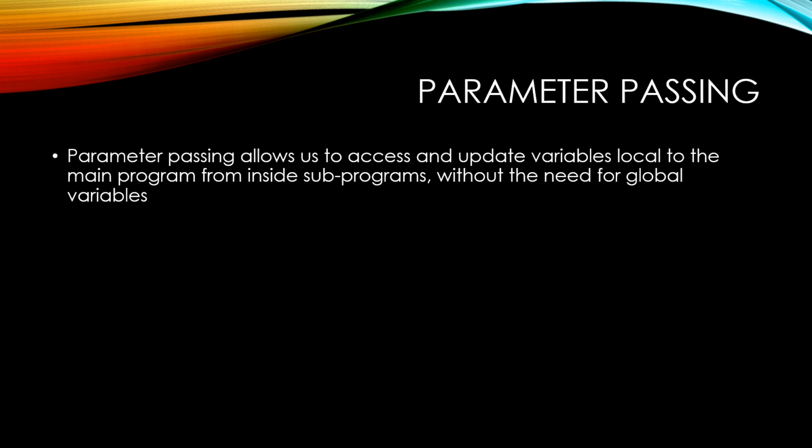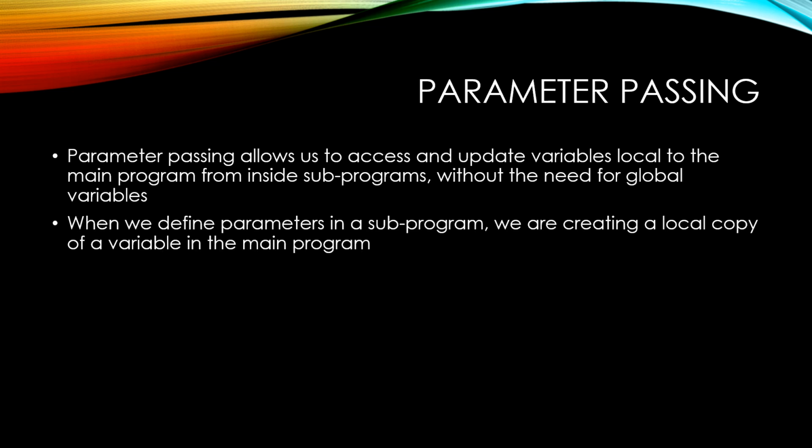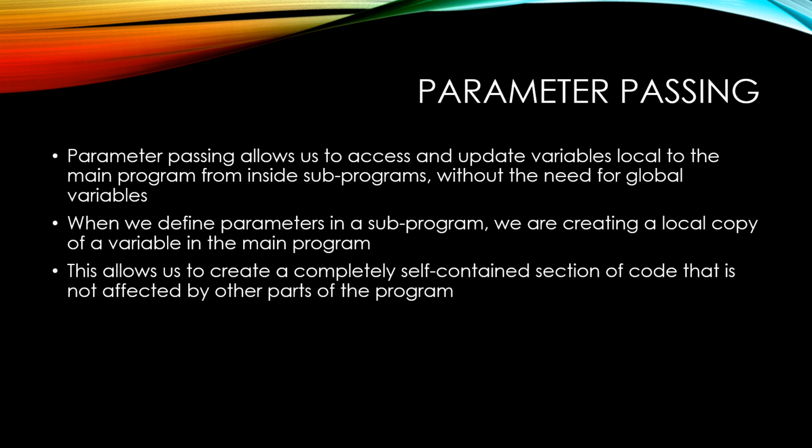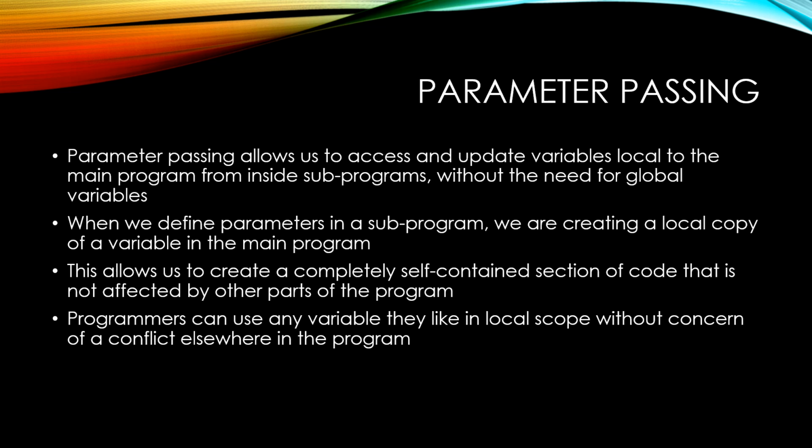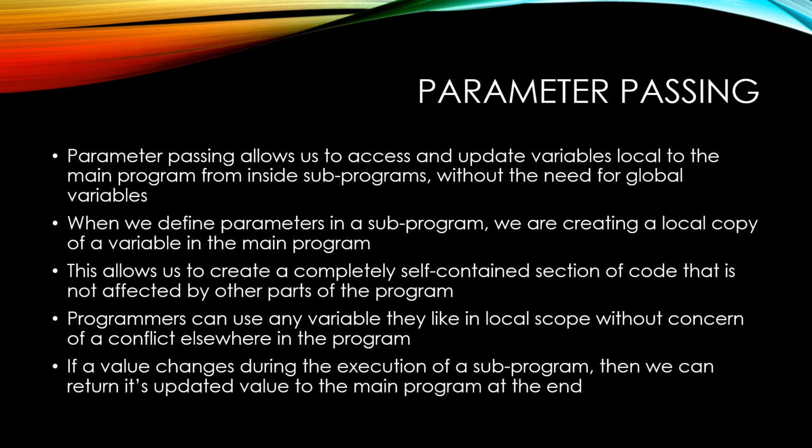Parameter passing allows us to access and update variables local to the main program from inside subprograms without the need for global variables. When we define parameters in a subprogram, we are creating a local copy of a variable in the main program. This allows us to create a completely self-contained section of code that is not affected by other parts of the program. Programmers can use any variable they like in local scope without concern of a conflict elsewhere in the program, making naming much simpler. If a value changes during the execution of a subprogram, then we can return its updated value to the main program at the end.